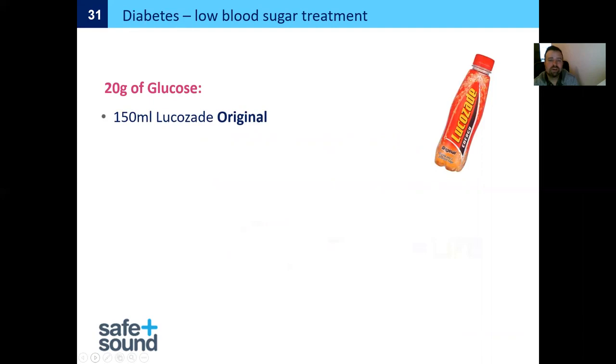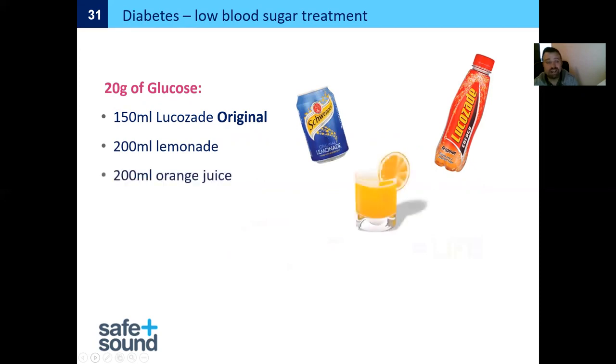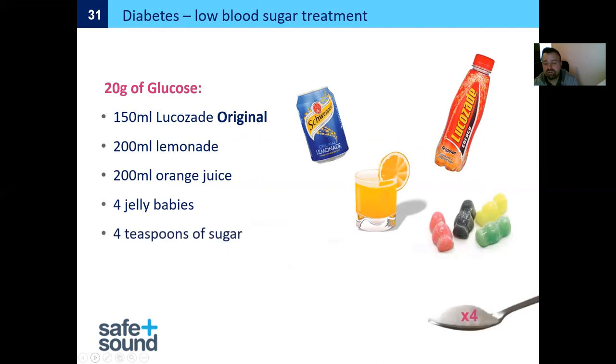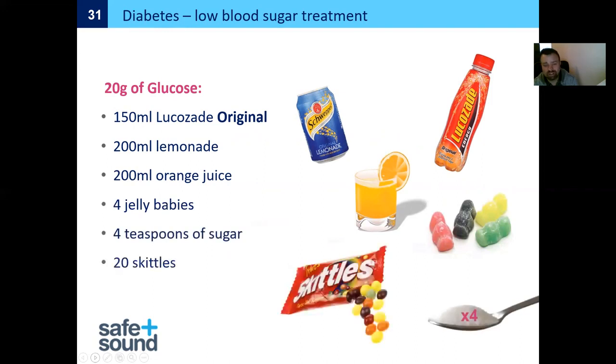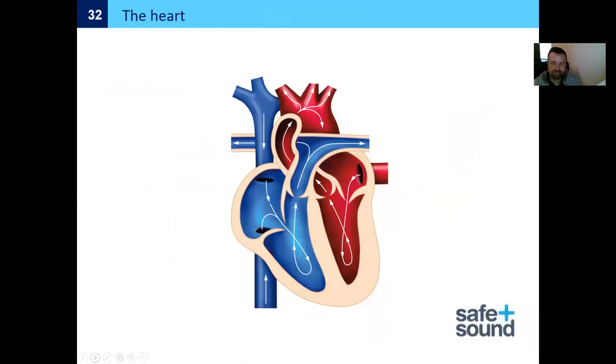If we're too low in sugar, we can give them 20 grams of glucose or 150 mils of Lucozade, a can of lemonade, 200 mils of orange juice, 4 jelly babies, 4 spoonfuls of sugar, or 20 Skittles. All of the stuff that's super sugar. Just be mindful that from an emergency point of view, this will get them out of the problem they're in, but if we give a sugar rush, then you can get a sugar drop, because these are artificial, these aren't the great sugars. Okay.